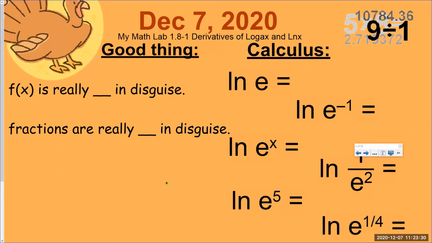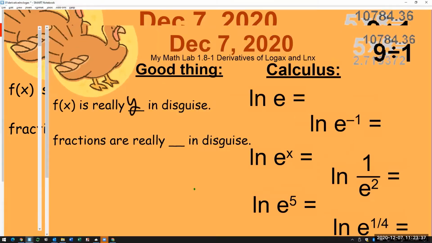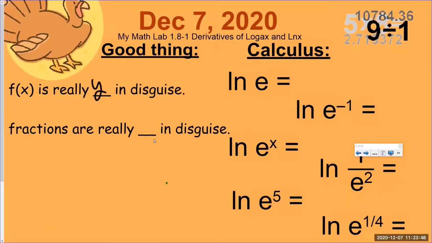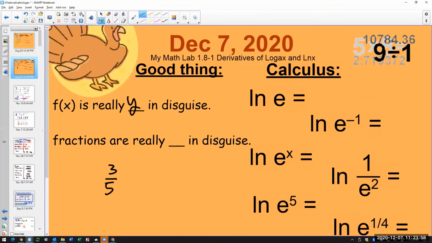So f of x is really y in disguise, okay? And what I want to talk to you guys about today is that fractions are really something in disguise. Did you guys know that? Yeah, they're really decimals, or actually just really even division, right? Because if you wanted to know what 3/5 is in your calculator, wouldn't you just do 3 divided by 5, right? So fractions are really just division in disguise. So we're going to talk about fractions and division today, okay?